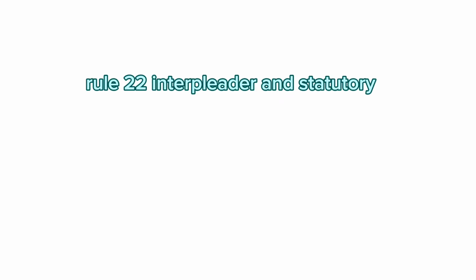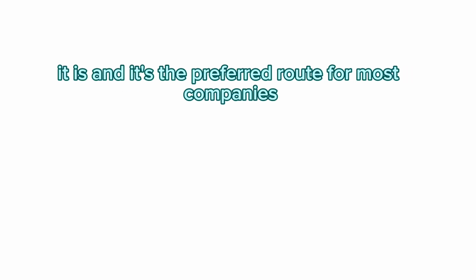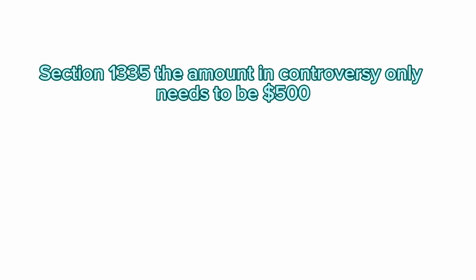Now, the sources mentioned there are two ways to do this. Rule 22 interpleader, and statutory interpleader. And the statute seems like a massive shortcut that Congress created. It is, and it's the preferred route for most companies because the jurisdiction requirements are so incredibly relaxed. Under the interpleader statute, Section 1335, the amount in controversy only needs to be $500. $500, not the usual $75,000.